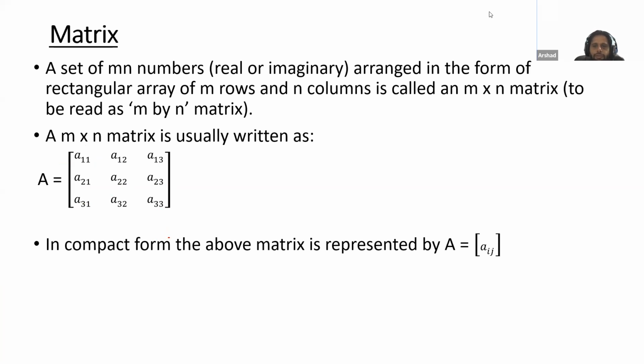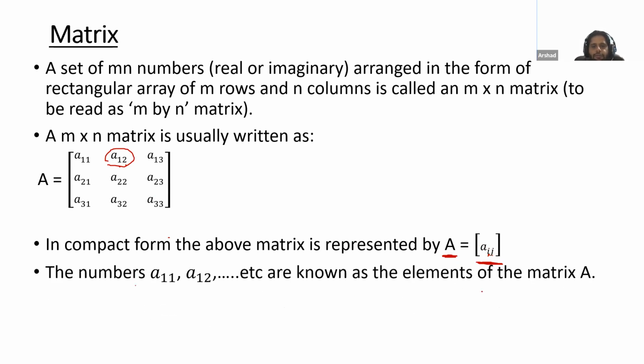Now next one. In compact form, the above matrix can be represented like this. Matrix is always represented by a capital letter. So here we have a matrix, that's why we are representing it by a capital letter. And we write the matrix in the compact form like this. What does Aij represent? The first alphabet, i, represents the number of the row and j represents the number of the column. So for example, if we talk about this, then we can say i is 1, j is 2 here.